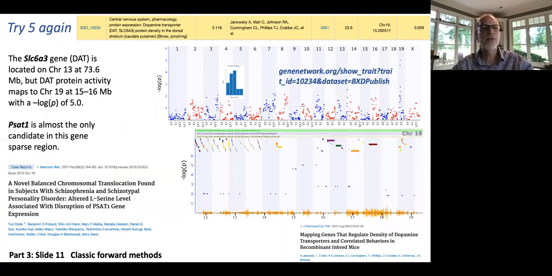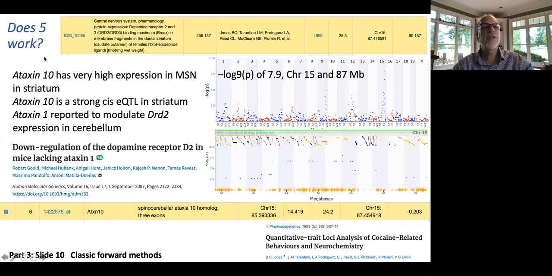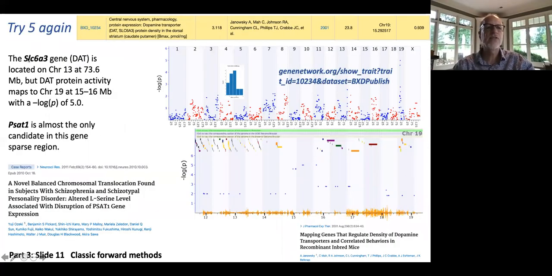A second example. So this was the other trait. Also an embarrassingly low number, but not quite as low. I think 23 in this. LOD score, also pretty damn good. I think about 5.5. The gene that they're actually mapping as a trait, so this is really a molecular trans-eQTL. So the DAT gene is located on chromosome 13. The QTL is actually on proximal chromosome 19.